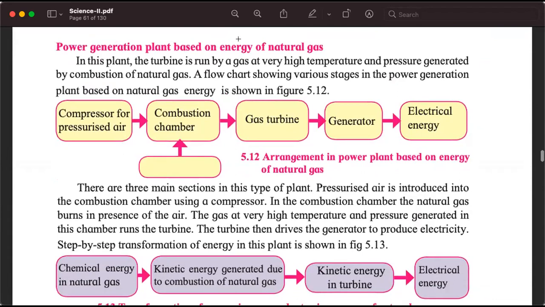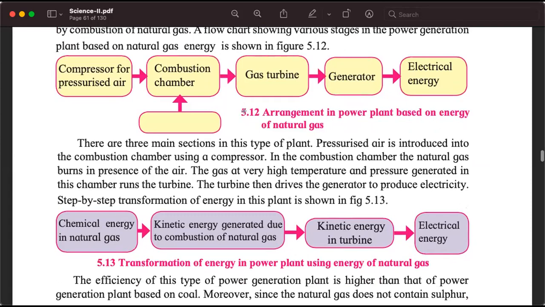Now it says energy of natural gas, third. And yes, what I have told you repeatedly, if you use petrol, diesel, natural gas, it will be very expensive. We don't use petrol and diesel, but definitely we use natural gas. Gas-based power plants are also there. Now the turbine is a gas turbine.